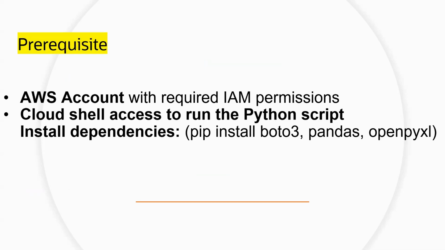So you just need an AWS account with IAM permission. But if you are already an administrator or part of the admin group, then you don't need any IAM permission. And you need Cloud Shell access. I will take you to where the Cloud Shell is in AWS. And then you need to install the dependency, which is mentioned here. And I will show you my GitHub repo, where you can also go and read the README file and get the step-by-step process to run this script.